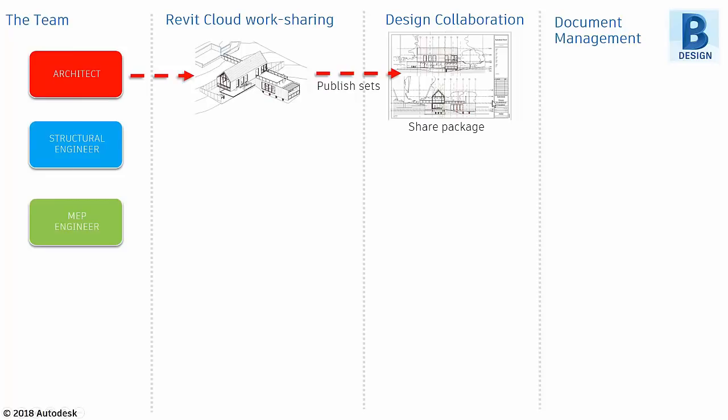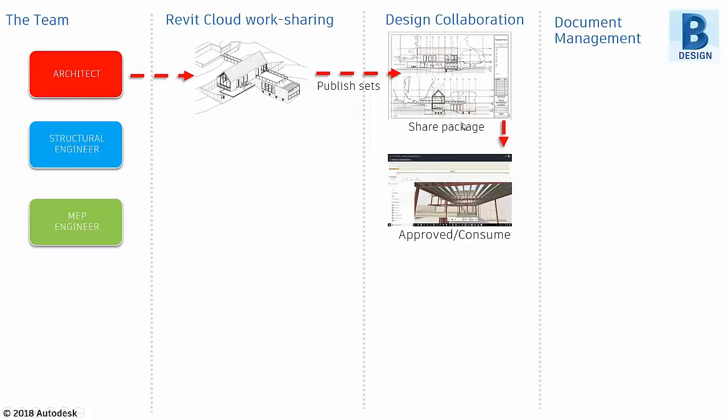So the package is a tool that allows you to review the data before you choose to consume it. So we're doing our Sync with Central and Revit Cloud work sharing. When we're ready to publish it, it goes into the design collaboration environment. We share out a package, and then the person who wants to review it, who's consuming that package, will open up the model inside of the design collaboration cloud environment and approve and consume it.